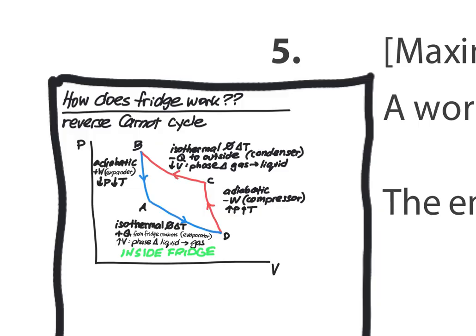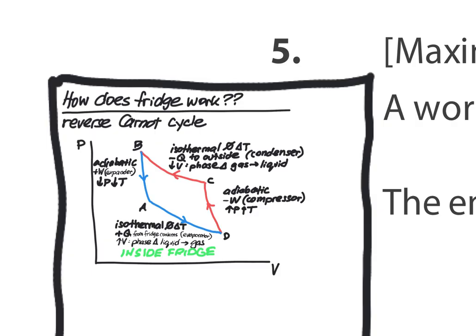Okay, if we're going to talk about the fridge, it helps to talk about how the fridge works because it's a reverse Carnot cycle. So it's a good time to illustrate this. So instead of starting at A, we're actually going to start at D and go through the cycle because it just makes the most sense.